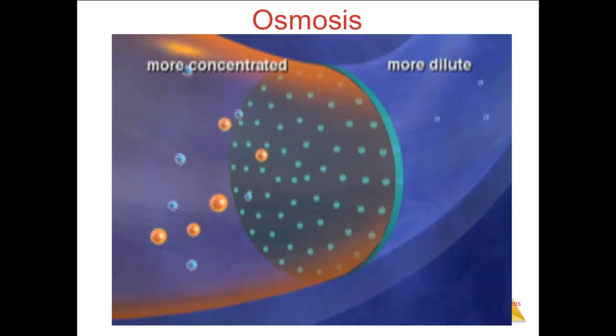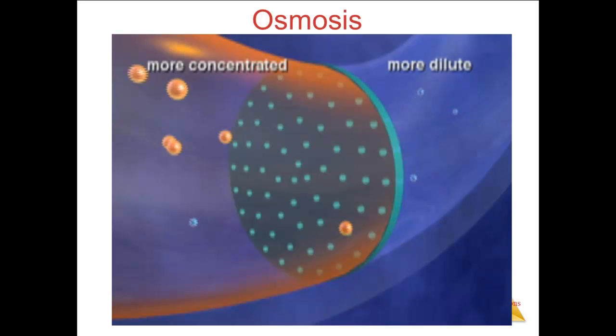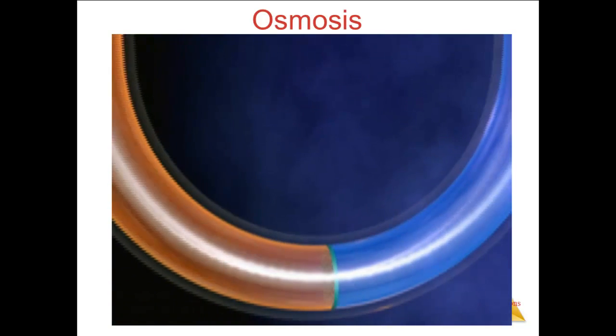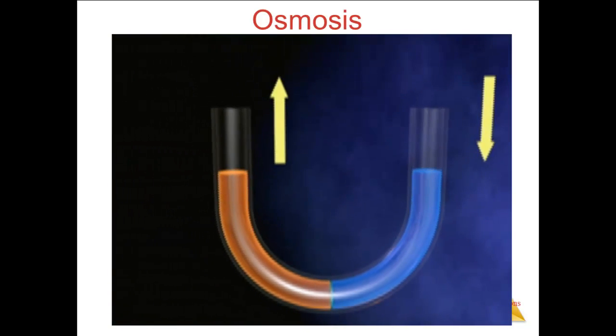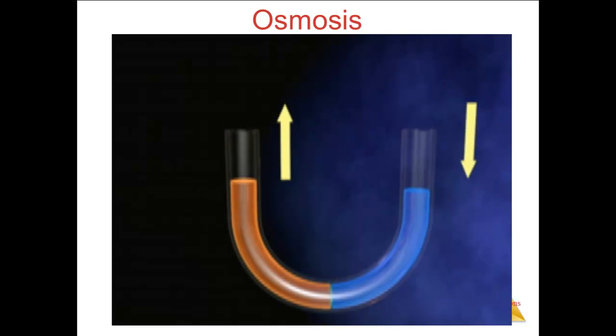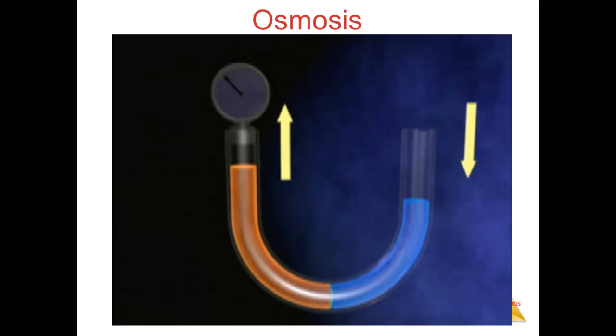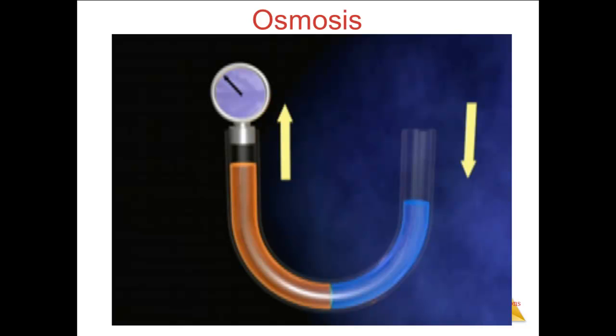Solvent molecules actually move through the membrane in both directions, but because the concentration of the solvent is higher on the right, solvent molecules on the right collide with the membrane more frequently than on the left, resulting in a net flow of solvent from right to left.